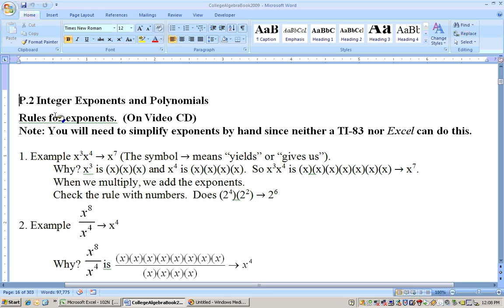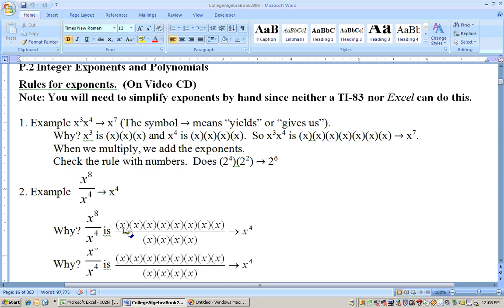Okay, this is section P2 and it's on integer exponents and polynomials. You'll need to know these rules for exponents. The first one is when you multiply, you need to add your exponents. For example, the 3 plus the 4 is the 7. When you divide, you subtract your exponents. 8 minus 4 is 4.